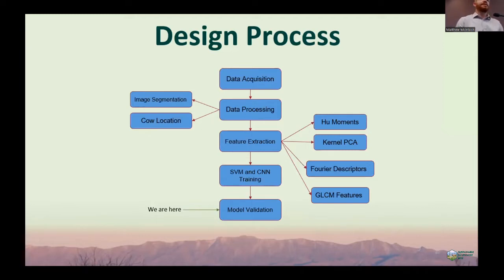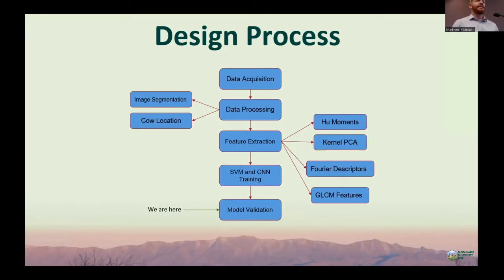Then once we have the data, we'll need to process it. So that includes segmenting the images, finding just the cattle so that we don't have any background or any fences or anything for that. Once we do that, we'll need to extract the features. These features are important because support vector machines cannot accept whole images as inputs. They need single dimension strings of numbers.